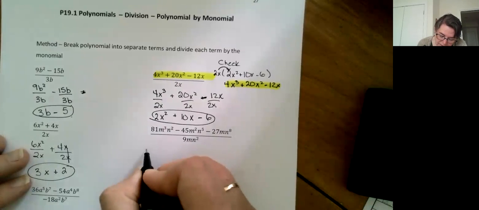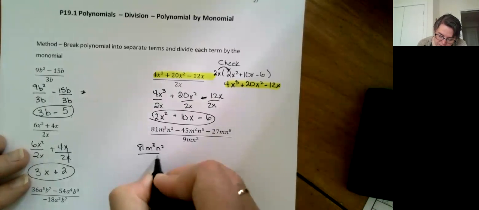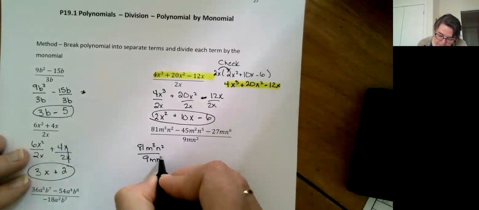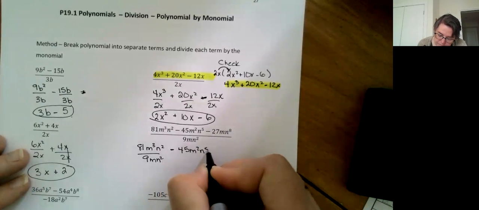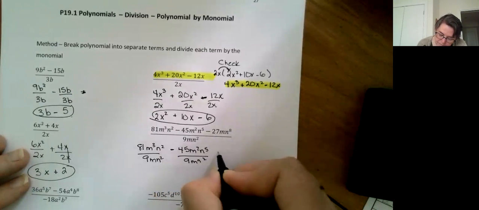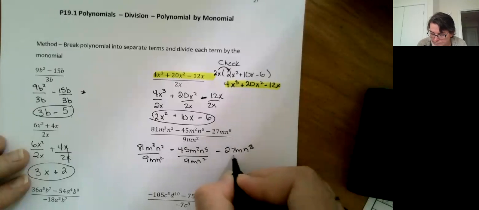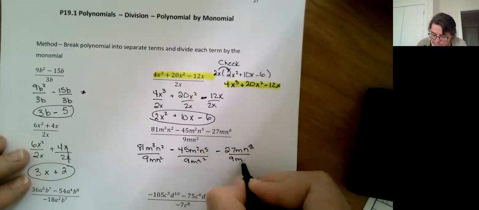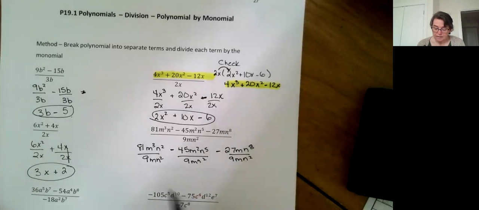Oh, this is getting ugly. 81 m cubed. I think we're all good. I'm just going to do a double check.